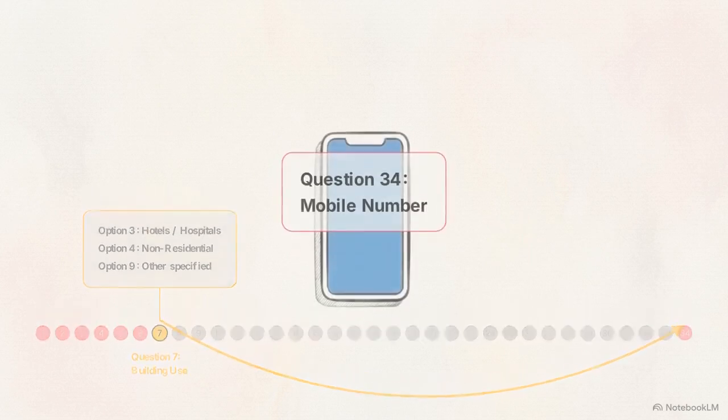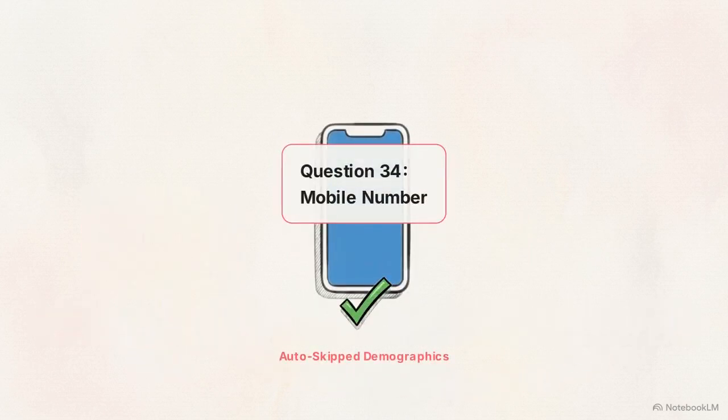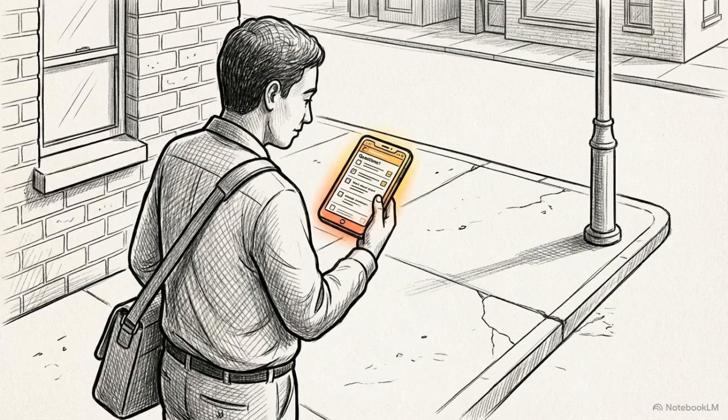The questionnaire uses skip logic. Selecting options 3, 4, or 9 skips the demographic section entirely. This happens for hospitals, shops, or hotels, where household data isn't applicable. When the screen jumps to the final question, continue as prompted. This is a built-in feature. Correctly identifying usage types keeps data clean and ensures you only spend time on relevant questions.